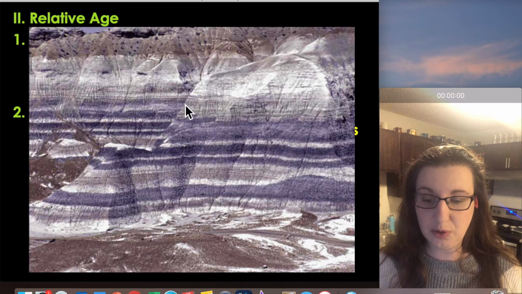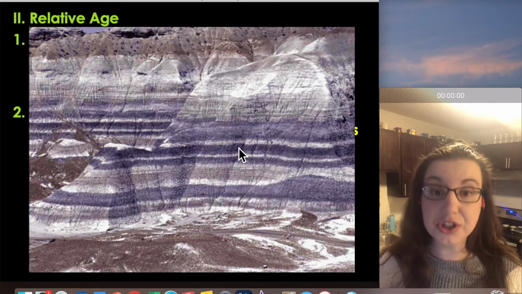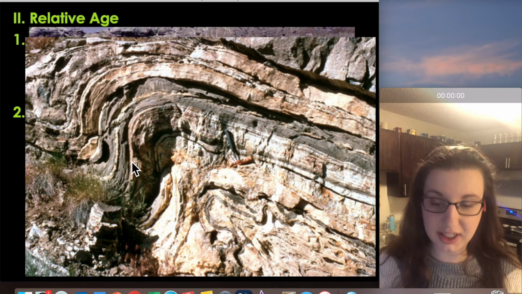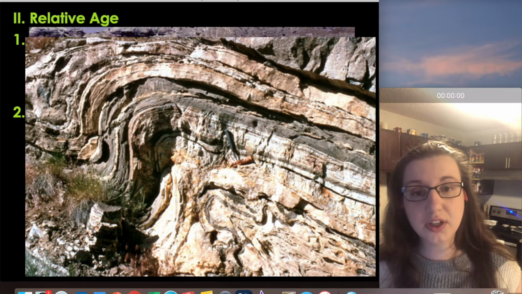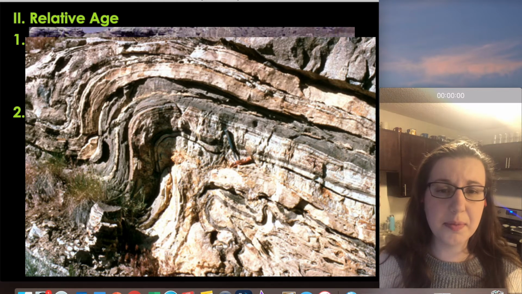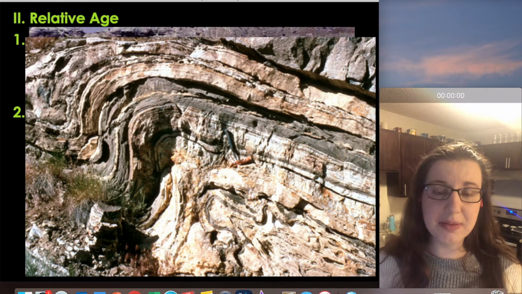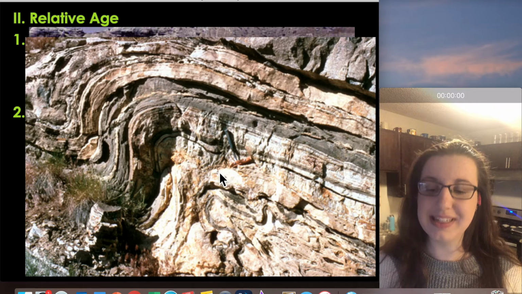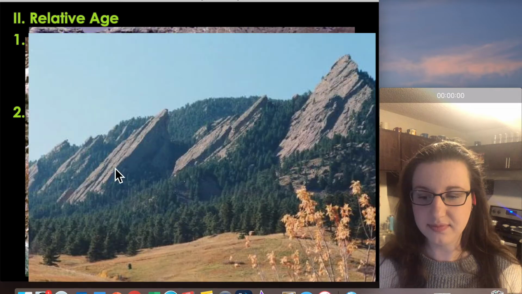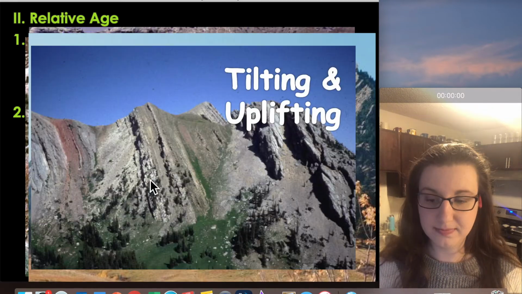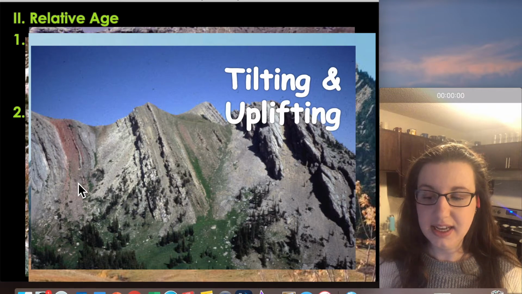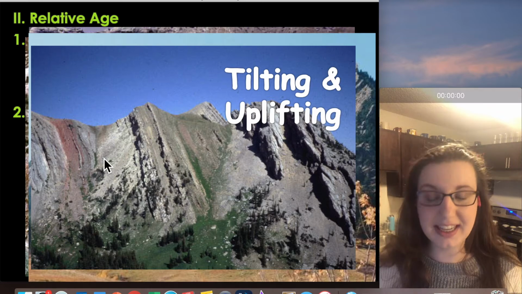So we have these flat layers, that's how things are originally. They are not original like this. This happens because of some sort of plate tectonic shifting or an earthquake or some other natural force that happened, but this happened after they were laid down horizontally. Same with this one. They are not deposited like this. They are tilted upwards, and again, tilting and uplifting. If they show rock layers that are vertical, that means they've been tilted and uplifted.